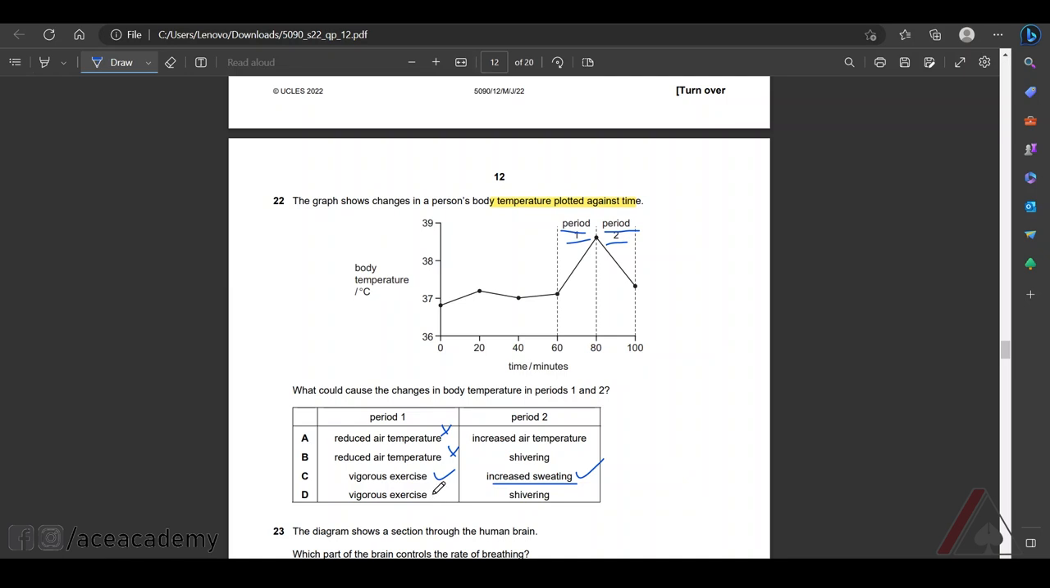Option D, period 1, it says vigorous exercise, and at D it says shivering. Now, shivering is actually a mechanism that is used to increase body temperature, because during shivering, the skeletal muscles contract and relax very quickly. So, again, a lot of energy is needed, a lot of respiration happens. Respiration is an exothermic reaction, so heat is produced. So during shivering, temperature shouldn't decrease, rather it should increase. Period 2 here is wrong, D is wrong. Hence, our correct answer is C.